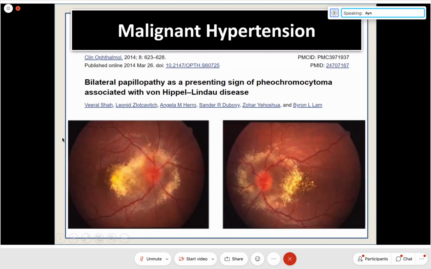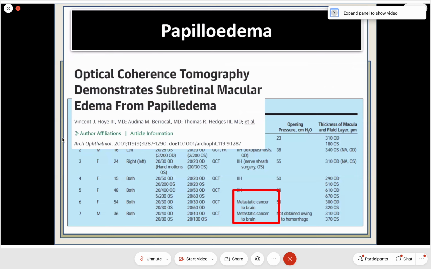For example, a child came with blurring of vision, but ocular examination revealed optic disc edema with quite extensive hard exudates, and blood pressure examination showed a blood pressure of 240 over 160. She has malignant hypertension due to pheochromocytoma associated with von Hippel-Lindau disease. Again, history and thorough examination are important in cases of neuroretinitis.